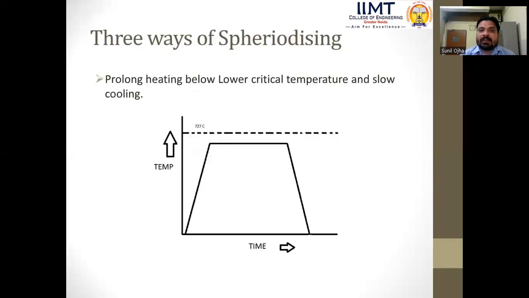Next are three ways of spheroidizing. How do we do spheroidized annealing? First, prolonged heating below the lower critical temperature. We heat the material for a long period of time below the lower critical temperature, 727 degrees centigrade for steel, and then slow cooling.